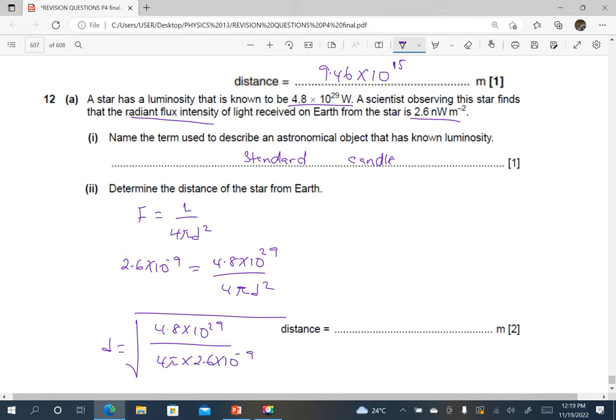I press my calculator. So from my calculator, the distance is 3.8 times 10 power 18.